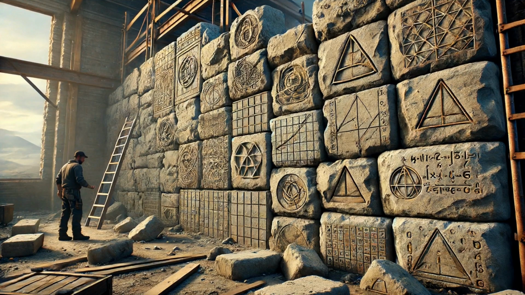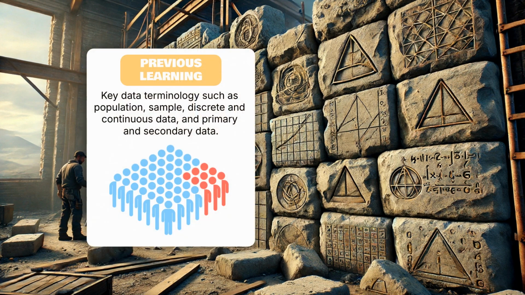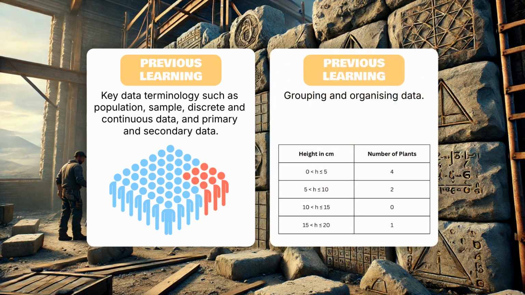To give you a quick refresher on what we've covered so far, you've become familiar with key data terminology such as population, sample, discrete and continuous data, and primary and secondary data. Additionally, you've learned about grouping and organizing data, which sets the groundwork for today's lesson. With this foundation, we can introduce new mathematical techniques like frequency tables and time series graphs. These tools are essential for summarizing and visualizing data.